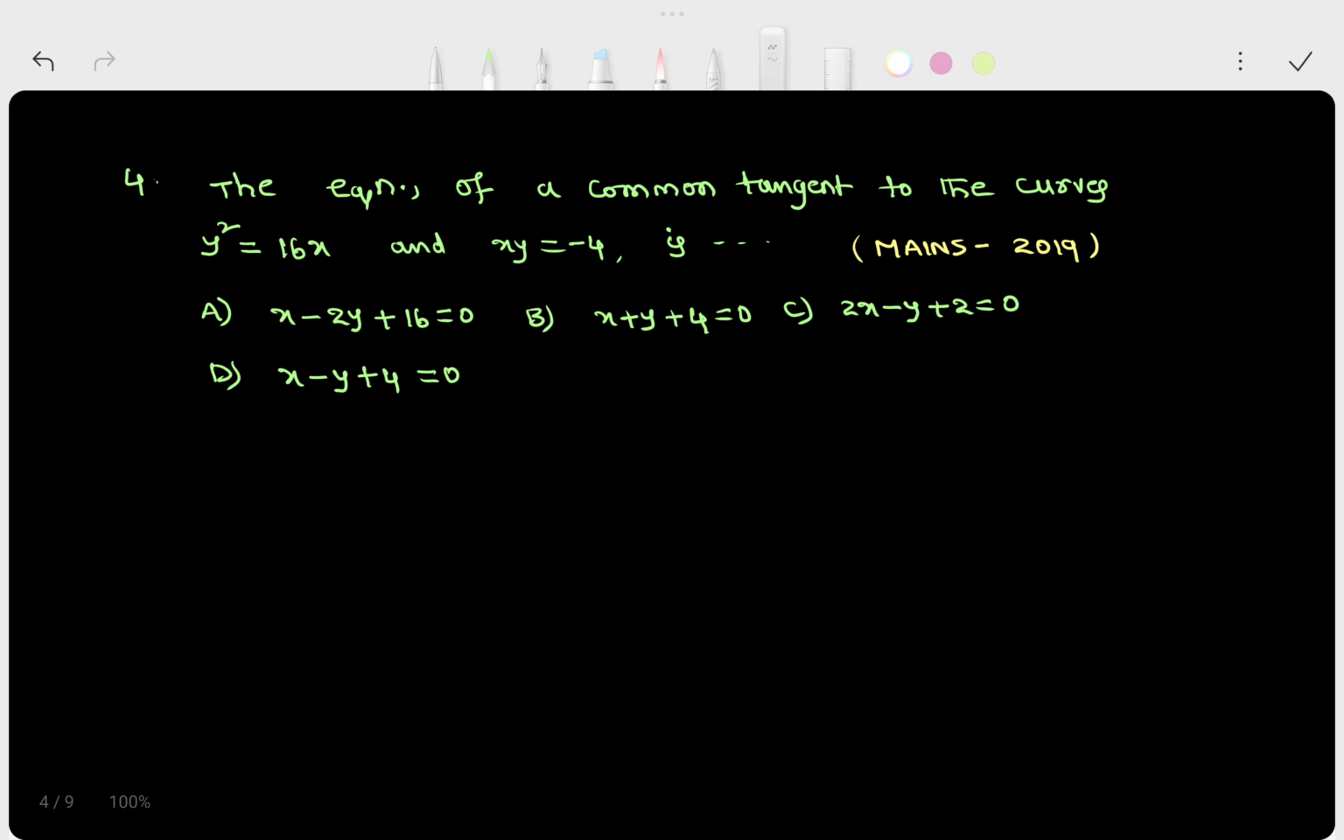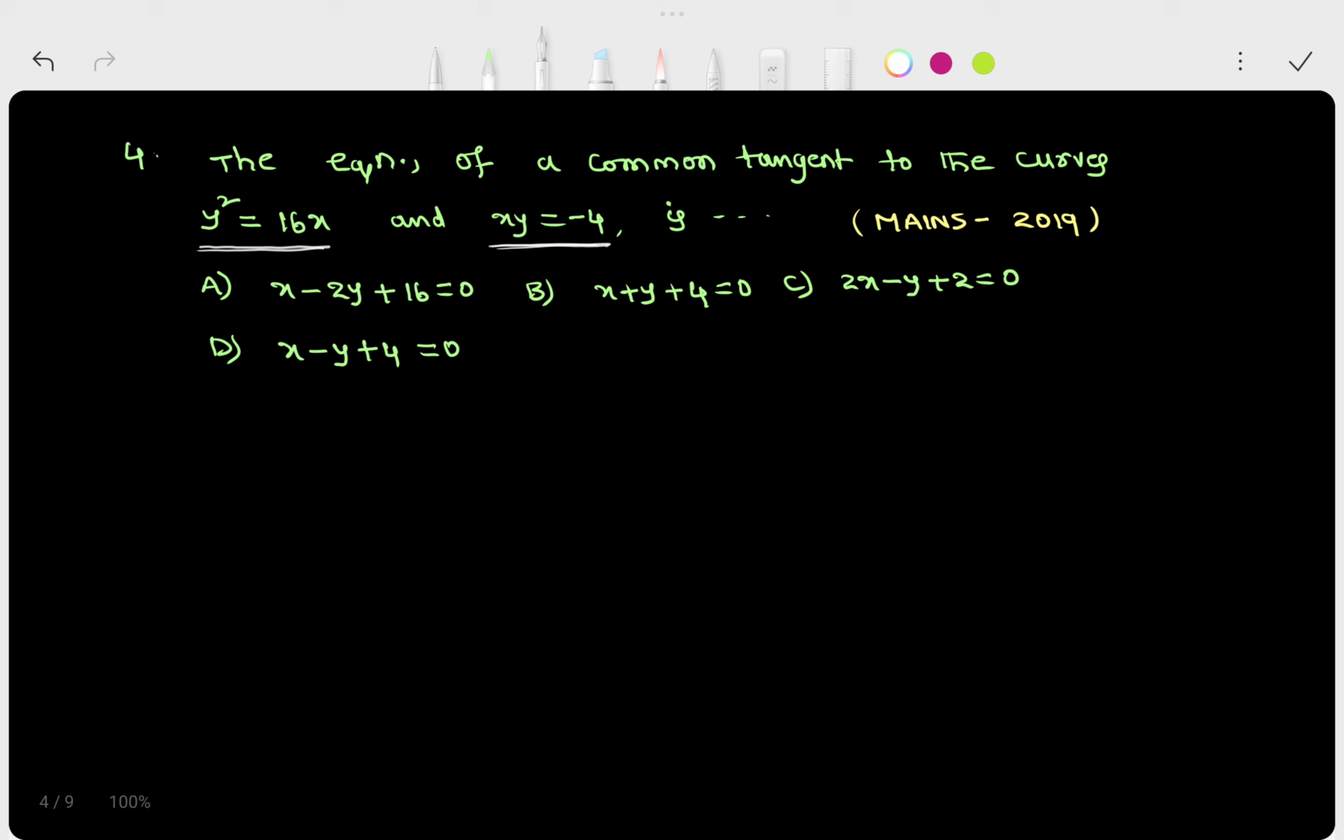Today in this video, we are going to discuss the continuation of lecture 1 in the concept of common tangents. See, the first question will be: the equation of a common tangent to the curve y square is equal to 16x and x into y is equal to minus 4. So what is that common tangent?